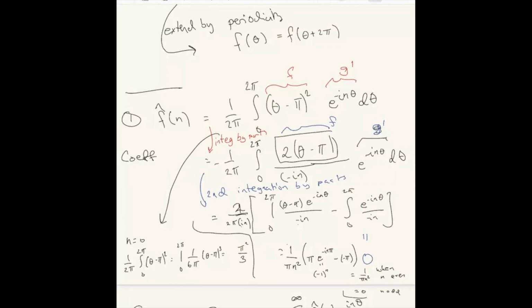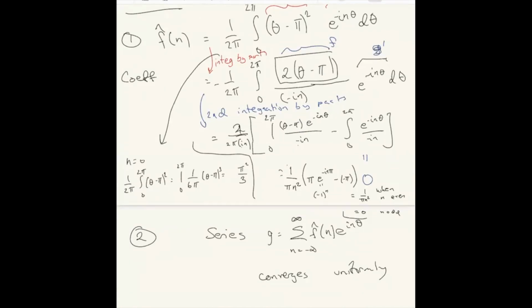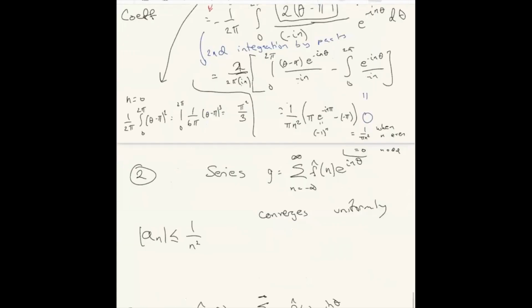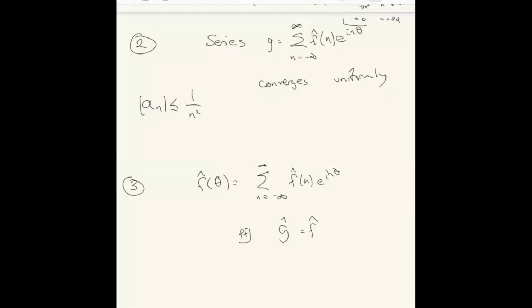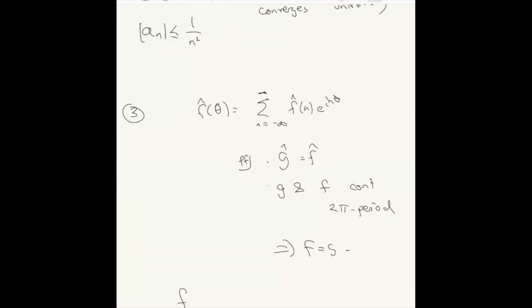The Fourier coefficients look like that. But the main thing is the coefficients decay like 1 over n squared. So the Fourier series converges uniformly. It converges to some function. And because g hat equals f hat, and g and f are continuous and 2 pi periodic, then f is equal to g. So by the argument that we presented above, the function is the sum of its Fourier series.